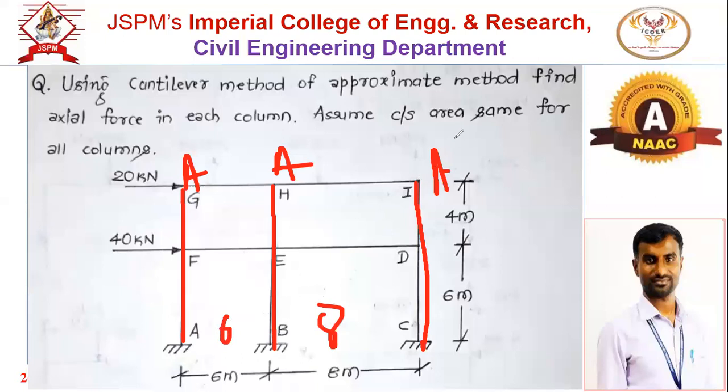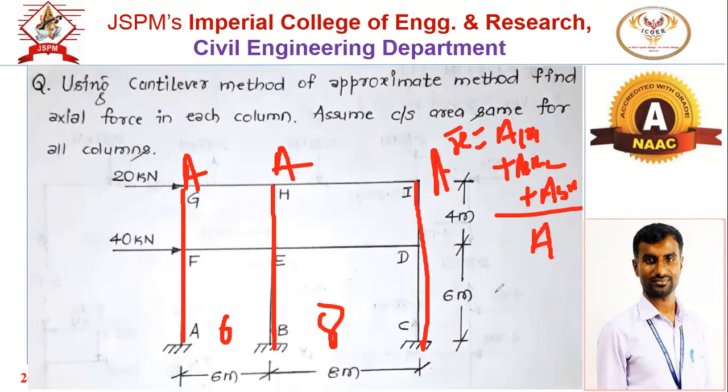So X bar is equal to, here there are 3 different columns, so A1 X1 plus A2 X2 plus A3 X3 divided by the total area. Now tell me what is the total area here? A plus A plus A. The total area will be 3 into A.